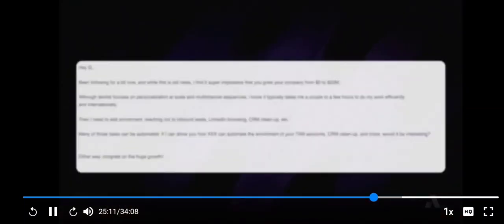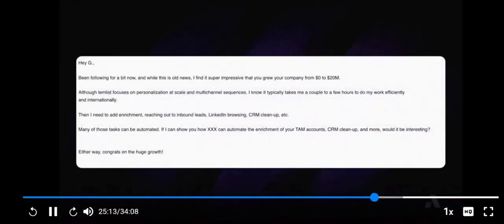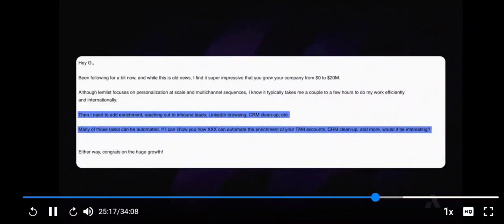So how do you get in touch with your prospect by making the email about them and not about you? Let's look at this example. The pitch focuses on the prospect's struggle and the need for automated enrichment of the accounts. It aims to create a relationship, not sell. It also creates an emotional connection because it mentions that we know how much time it takes to do this task manually.